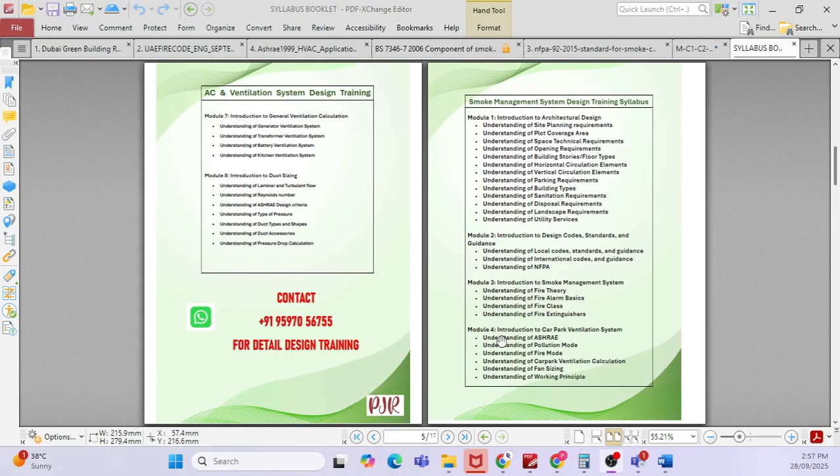Today we will talk about car park ventilation. Last week we went through the architectural design, so you have some idea. Before we go to the car park ventilation, we will also go through some design standards.